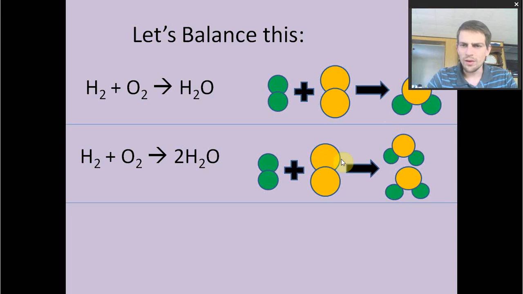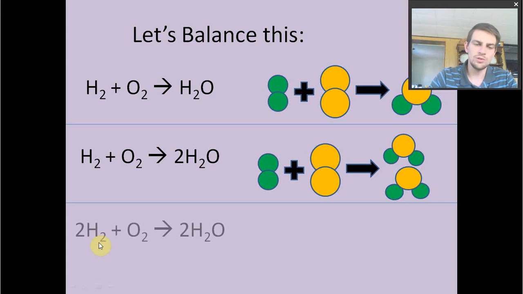And it seems simple enough. If we have 4 over here and 2 over here, all we have to do is add another 2 to the left-hand side, and we should be good to go. So if we make it 2H2 plus O2, giving 2H2O, that should check out.